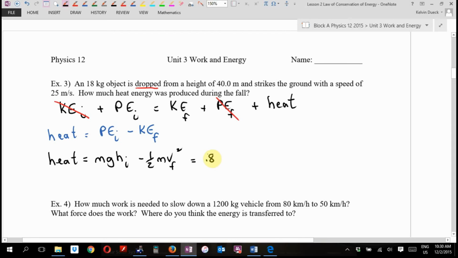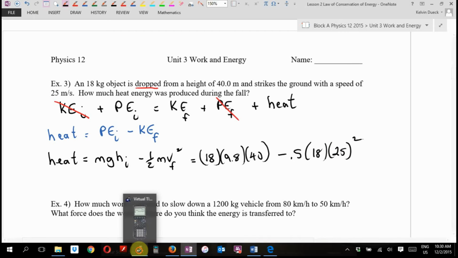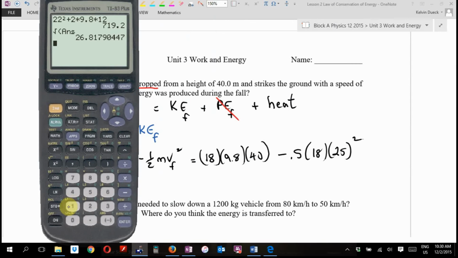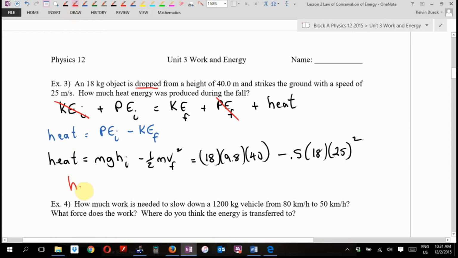Anyways, 18, yes? 18 times 9.8 times 40 minus 0.5 times 18 times 25 squared. Apparently 1,431 joules, I'll call it 1430 to 3 sig figs, joules of heat were generated. Is that right? Anyone else get that? Yep. You know what? It's heat. I'll do that in red because that seems like a heaty color. What did I say? 1,430 joules.